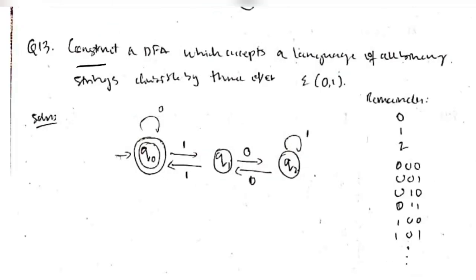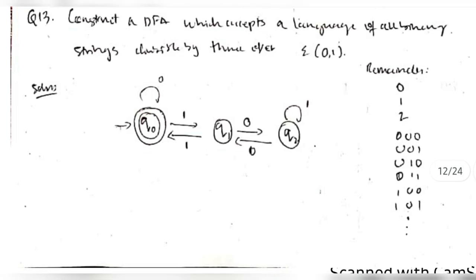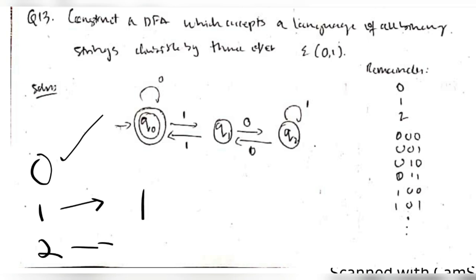The next question is to construct a DFA which accepts the language of all binary strings divisible by 3. Now see, this is 0. Is 0 divisible by 3? Yes. Is 1 divisible by 3? No, the remainder is 1. For 2, the remainder is 2. 3 is divisible by 3. 4 is not divisible by 3, the remainder is 1.